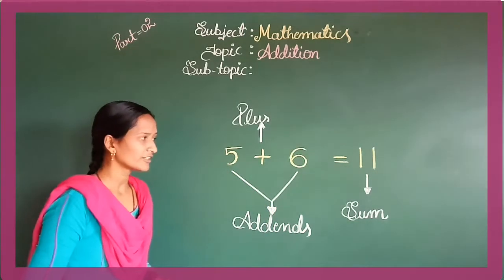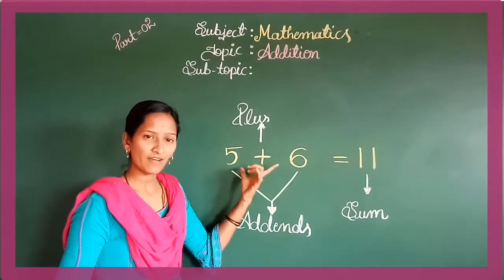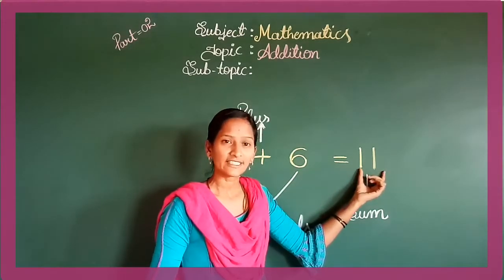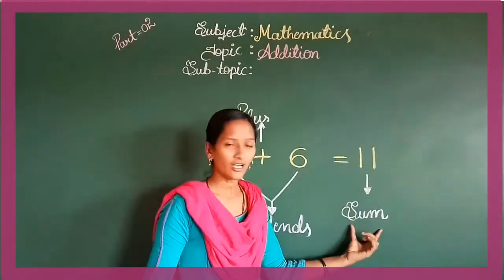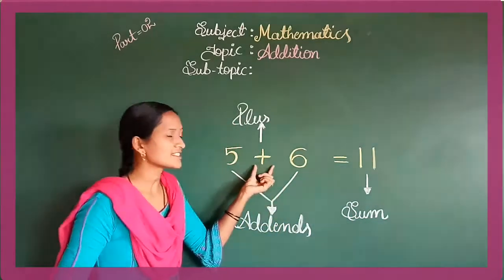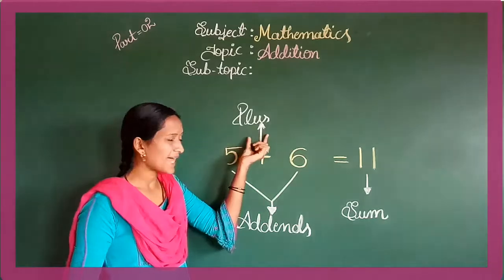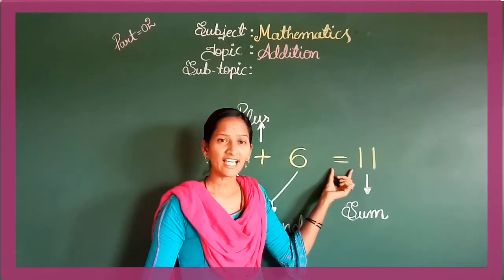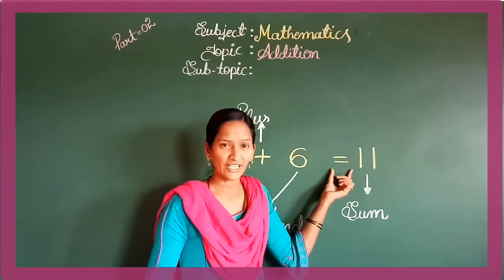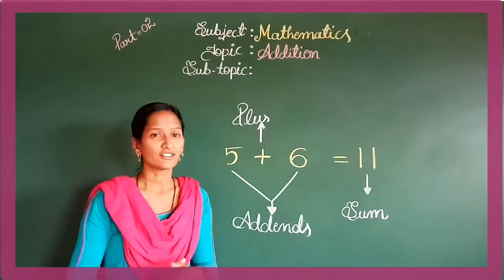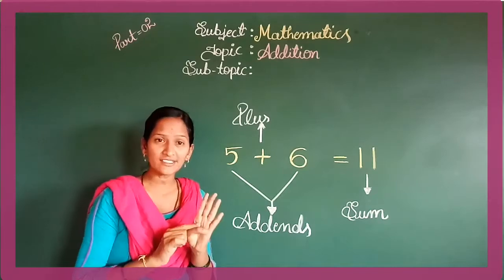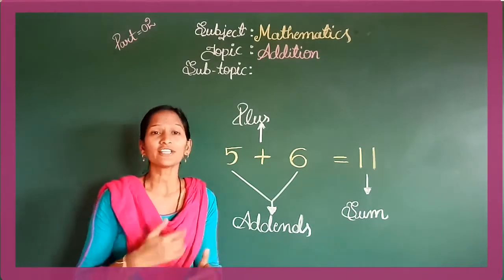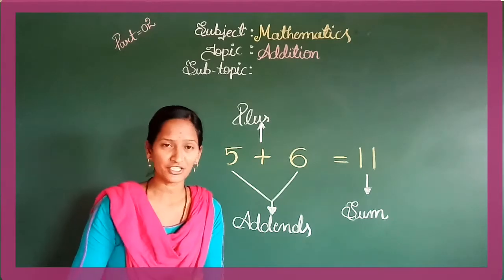Students, look here. These two, 5 and 6, are addends, and the 11, the new number, is called the sum. This is the symbol of addition, plus, and you also know this symbol, the equal to sign. Now you have learnt about the addends, the sum, and the symbol of addition. So now I will move to the properties of addition.